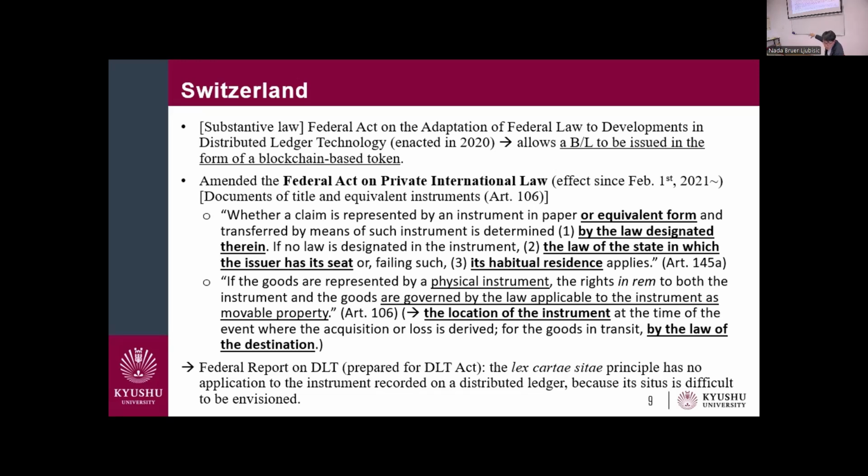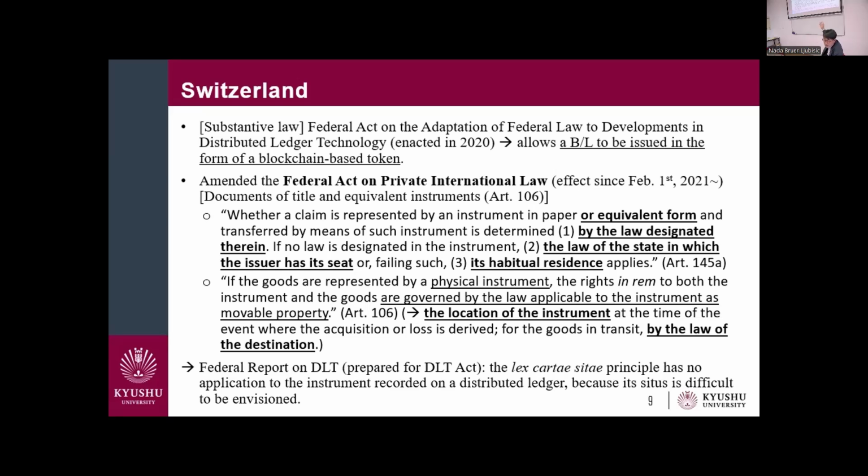And what's more important is that there was an amendment to the private international law, which became effective on February 1st, 2021. In Article 106 and Article 145A, which is a new part, they added this equivalent form so that it applies not only to the general electronic bill of lading, but also to the blockchain bill of lading. Whether a claim is represented by an instrument in paper or equivalent form and transferred by means of such instrument is determined, and they give this priority: first, by the law designated therein. So it should be the law designated by the blockchain system, for example.